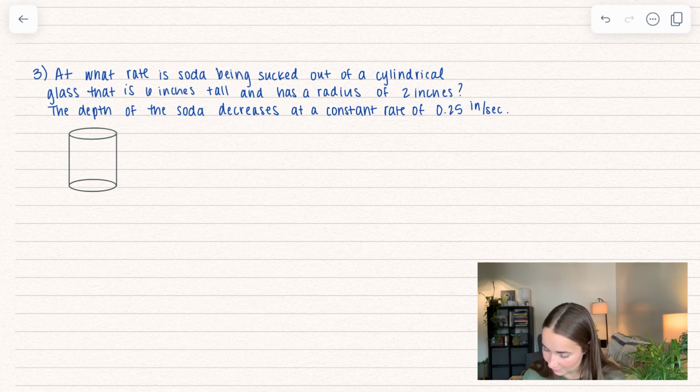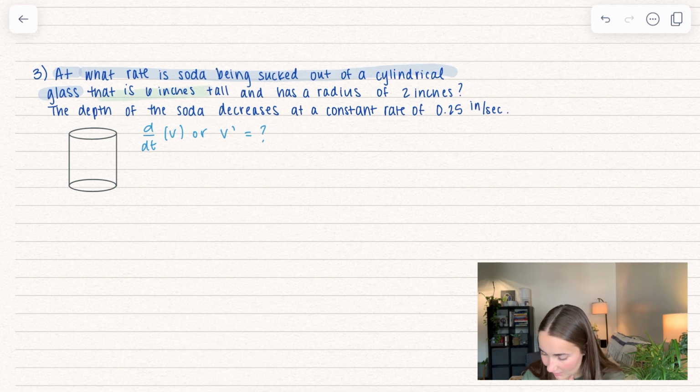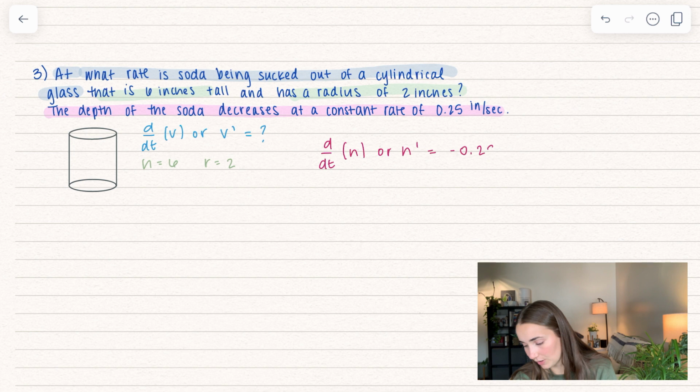So let's go ahead and fill in important information. So we want to find out what rate the soda is being sucked out of the cylindrical glass. And so that means I want to find the rate of change, or the derivative in terms of time, of the volume. Or we can write that as v prime, and that's what we're finding. So the glass is 6 inches tall and has a radius of 2 inches. We also have that the depth of the soda decreases at a constant rate of 0.25 inches per second. And so this actually tells us that the derivative of the height of the soda is the thing that's changing. And so we can write that as h prime. And since this is decreasing, this is going to be negative 0.25.